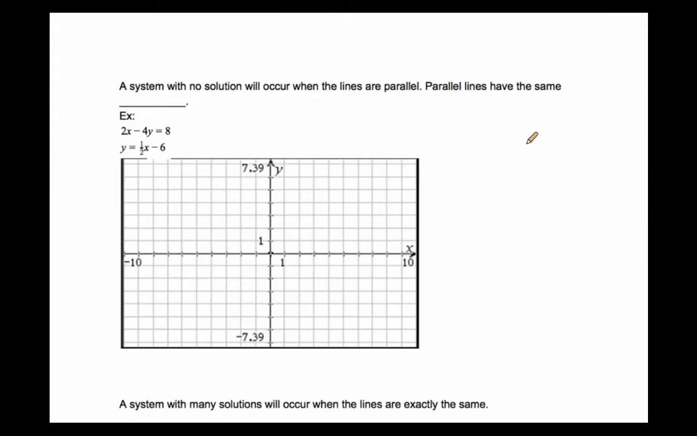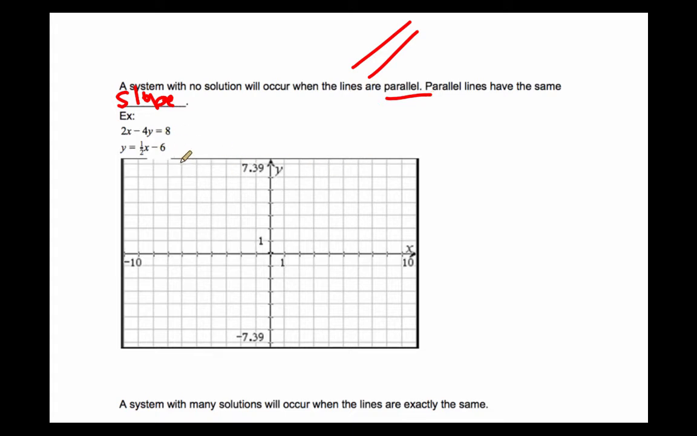All right, let's look at the next page. A system with no solution will occur when the lines are parallel. Parallel lines have the same what? They have the same slope. So if we have two lines that are parallel, they have the same slope, that means they never cross. So what does that mean? That means they never cross, they don't have a solution. Because why? What's the solution? The solution is the point of intersection.